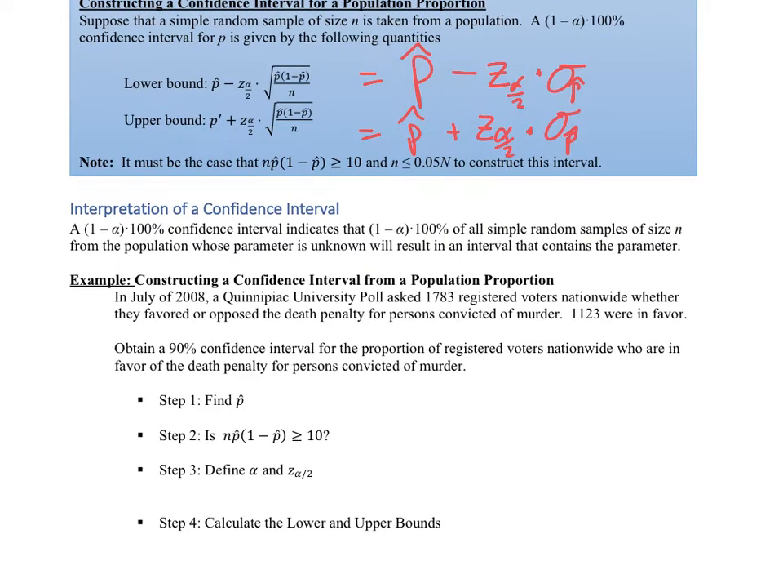So we're going to get this interval. What this means is that if we have a 1 minus alpha times 100% confidence interval, it indicates that that percent of simple random samples of size n from a population whose parameter is unknown will result in an interval that contains the parameter. So that's the probability that if you pick a random sample of size n, the result will be close enough to that parameter. Okay? All right.